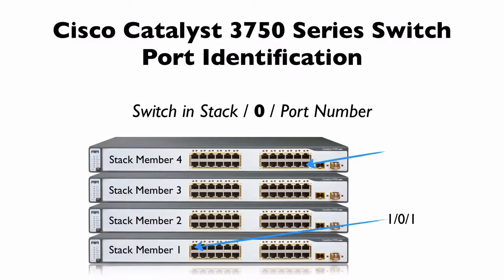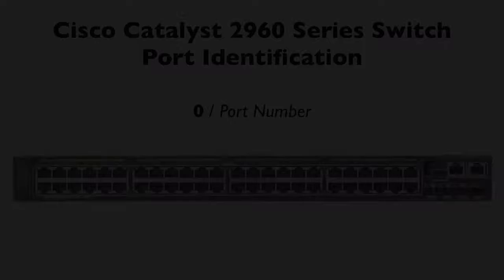Let's do one more. Let's say that we are working with a stackwise stack of switches and we're trying to configure a port on stack member 4. Well, the first number is going to be a 4. That's the switch number in the stack. The next number is going to be a 0, and the next number is going to be a 24. 4/0/24. Now, this is for a Cisco Catalyst 3750 series of switch.